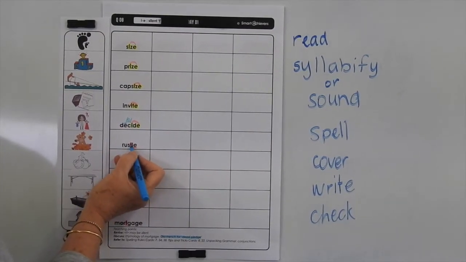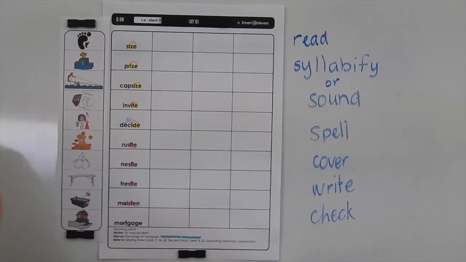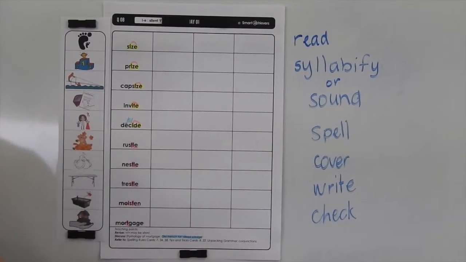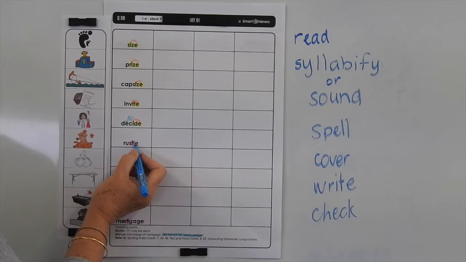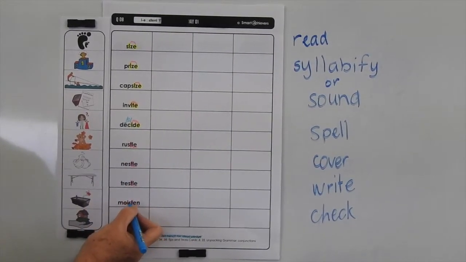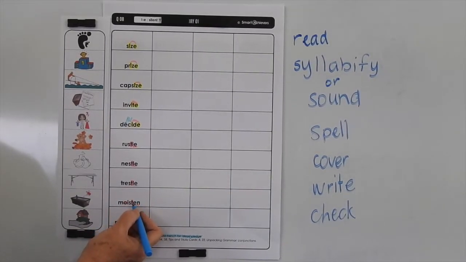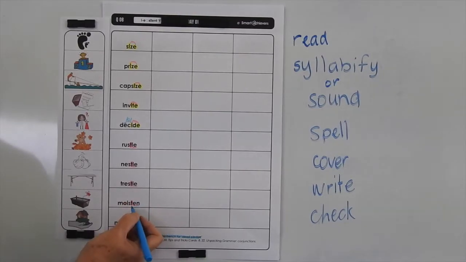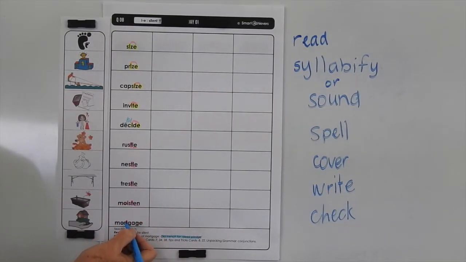Rustle. Now if we have a stop consonant, and T is a stop consonant because it stops as soon as you say it, T, you can hear it, it doesn't continue. So if we have a stop consonant, we know we're always putting LE after a stop consonant on each of those. Now moisten, we've got the OI making the OI sound in the middle of a word, and then we've got that schwa ending. So even though you might say moisten, you know that it's going to be spelled EN at the end. Now mortgage has the silent T in the middle of it.